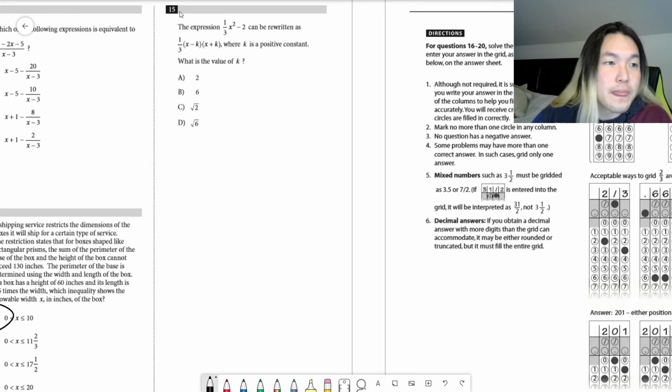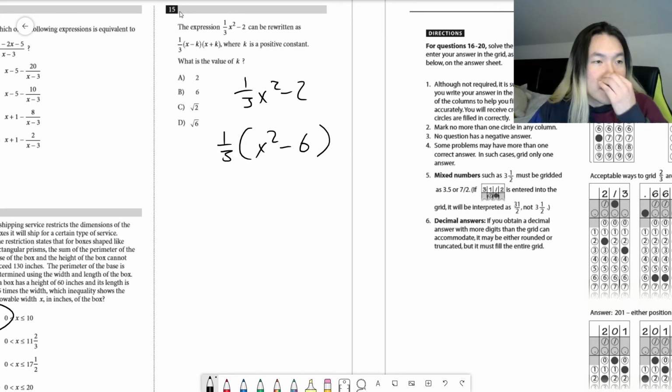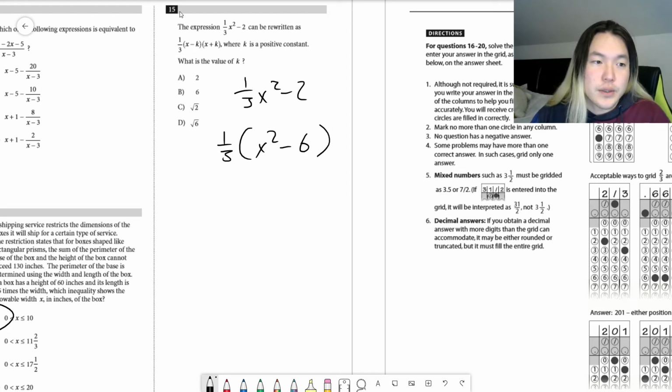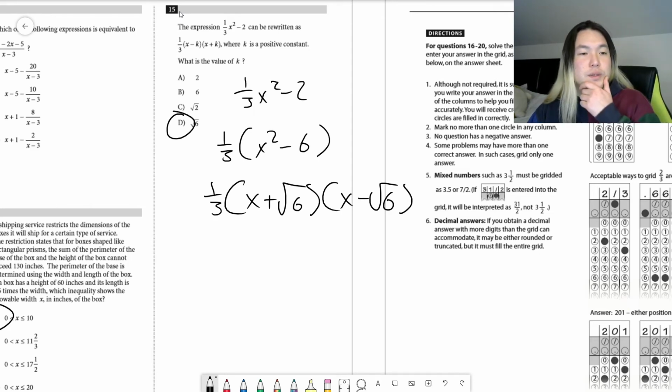Okie dokie, so let's do some factoring. We have 1/3 x squared minus 2. We're going to factor out the 1/3 to get x squared minus 6. This looks like the difference of squares, except 6 is not a square. So it's going to be x plus root 6 times x minus root 6. So here, the answer is root 6. Hopefully you guys know the difference of squares.